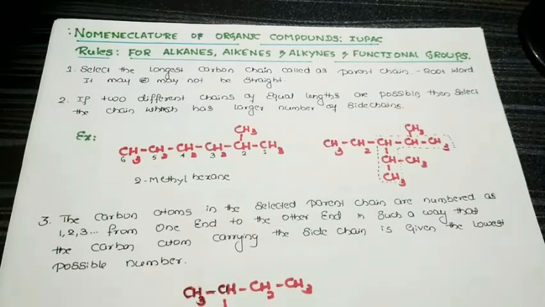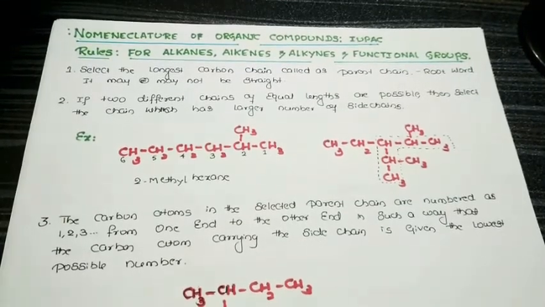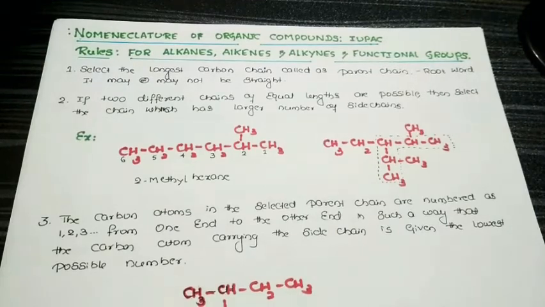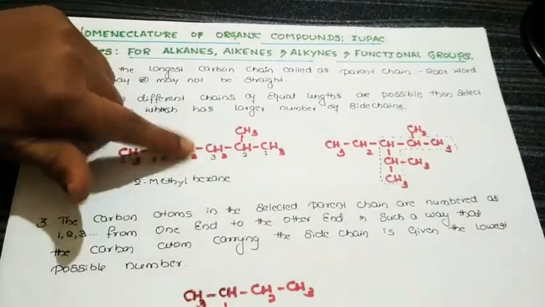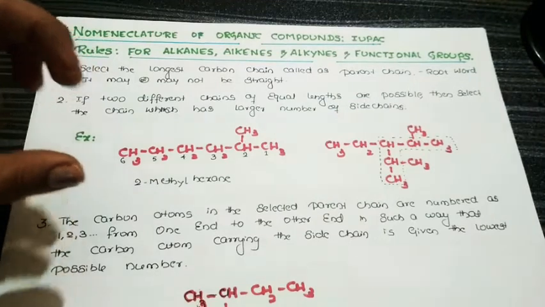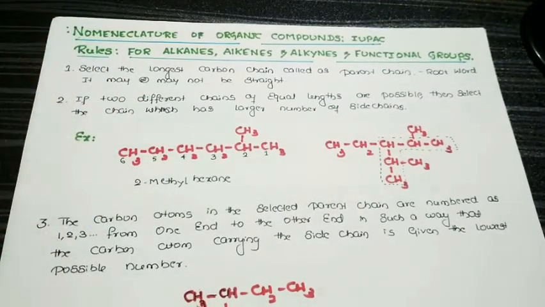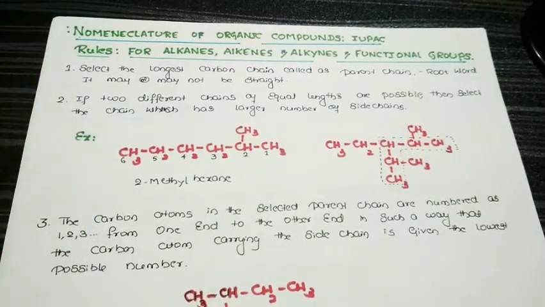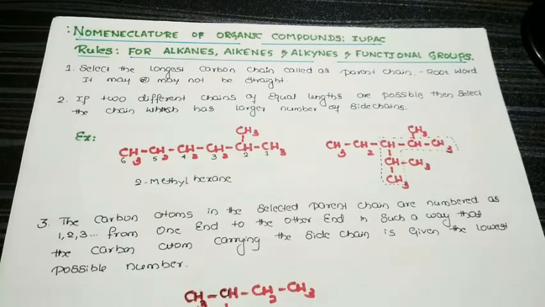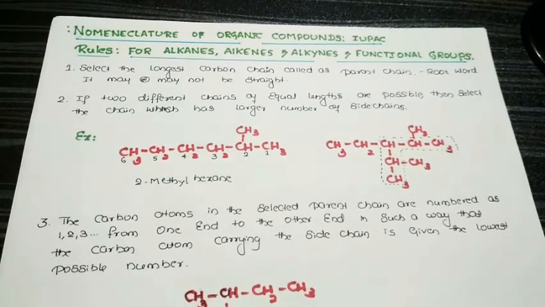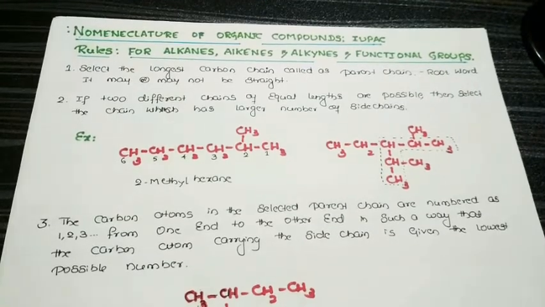So here in this video, let us learn the rules for the nomenclature. When an organic compound is given like this, obviously we need to give a particular name for that one. That is what we call the IUPAC nomenclature. There are some rules for alkanes, alkenes, alkynes and the functional groups. If a functional group is present, what we need to do and how we need to do it, we'll go through in this video. So why wait? Let us start with the first rule of the nomenclature.